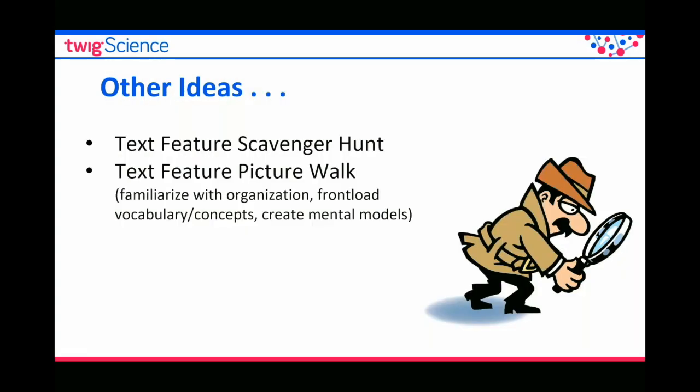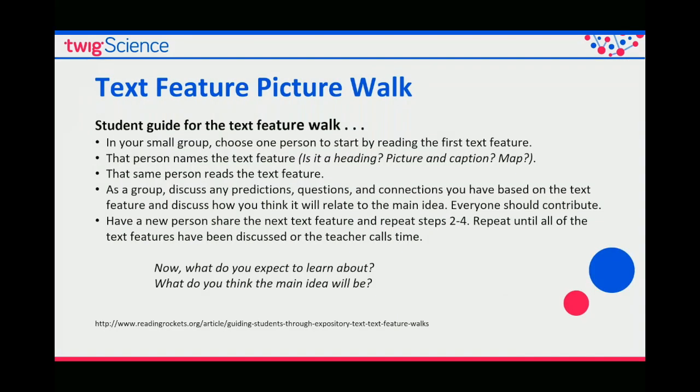Other ideas for text features: a text feature scavenger hunt. After you've done some text features for a while, just give students a lot of informational textbooks and have them look for certain features, find out which are more popular, which are more common in different topics, and so on. And a text feature picture walk is something you might want to try for some of your older students because it can familiarize them with the organization of a text. It can front load some new vocabulary and help them begin to create mental models about the text that they're going to read. So this is what that would look like if you're teaching like 3rd, 4th, 5th grade or even higher.